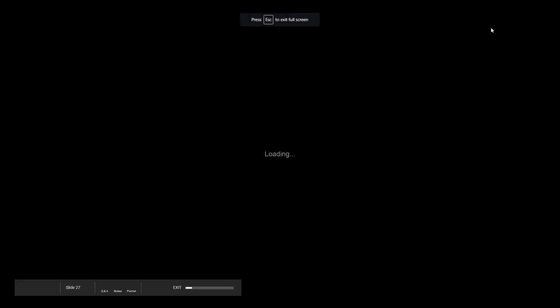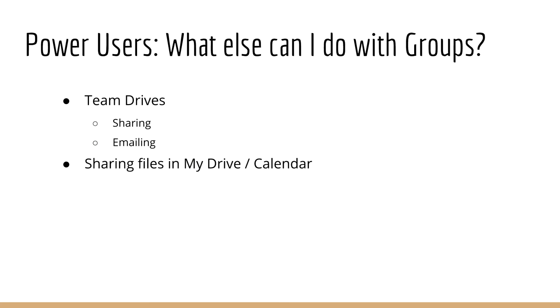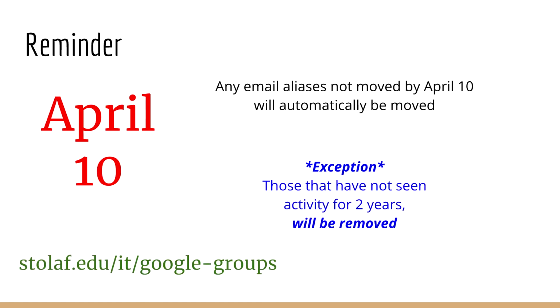I'll quickly mention, since I know we're out of time now, what else can I do with groups? The team drives, as I mentioned, I kind of answered your question. You can share to a group. We couldn't do that before. So if you created a spring committee Google group, you can share a team drive with the spring committee. So anybody you add to the spring committee Google group, they'll already have access to that team drive. You can also add Google Groups to My Drive, to the calendar items. Again, all this information is on the website. Since we don't have time to go through it, it's on our Google Groups website.